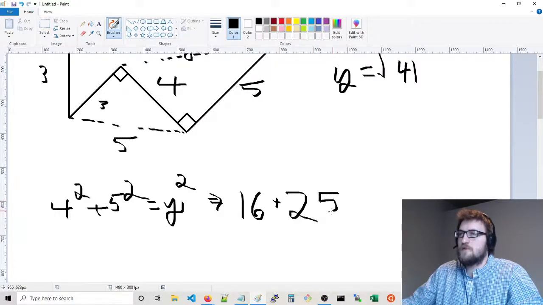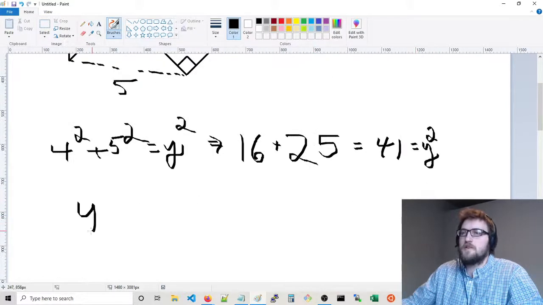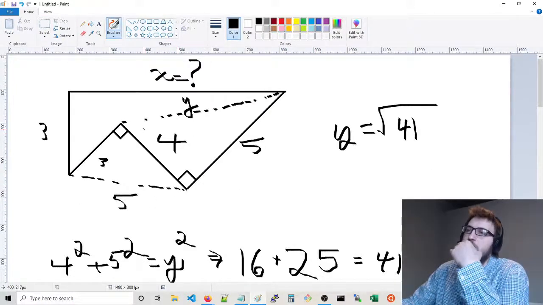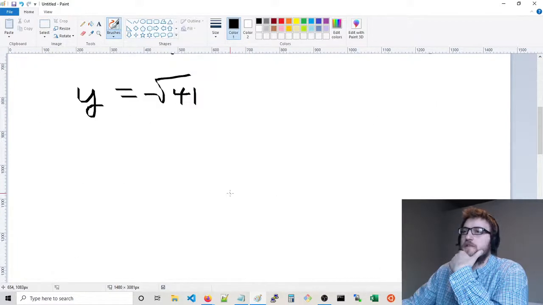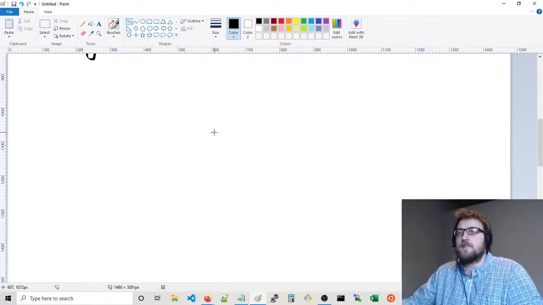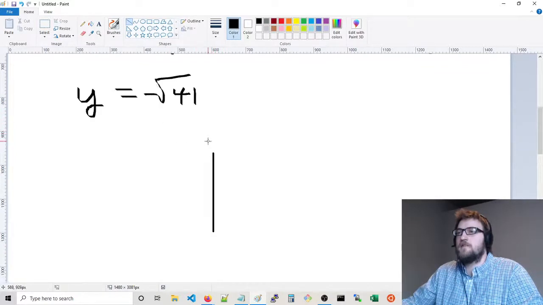Let's go a little slower here. That's 41, which is y squared. And so y is the square root of 41. Now we have 3, 4, 5. Now what you can do is rearrange this to look like the following. You ready for this? This is kind of neat. It took me a while to think about this and realize this.